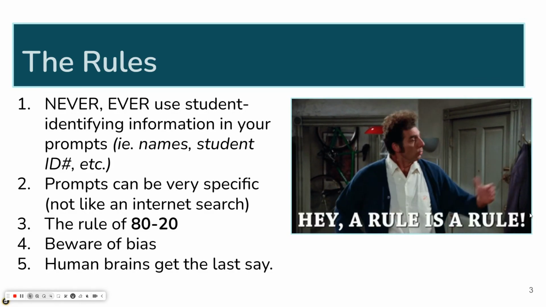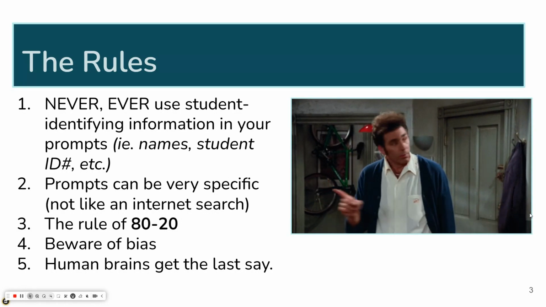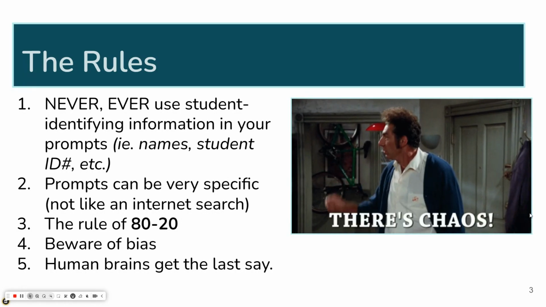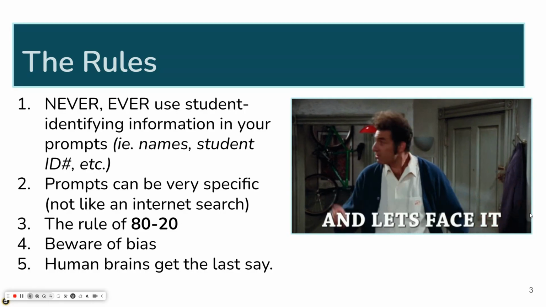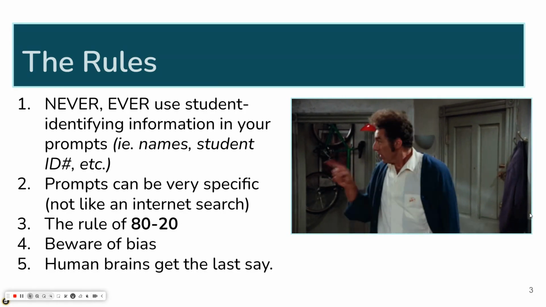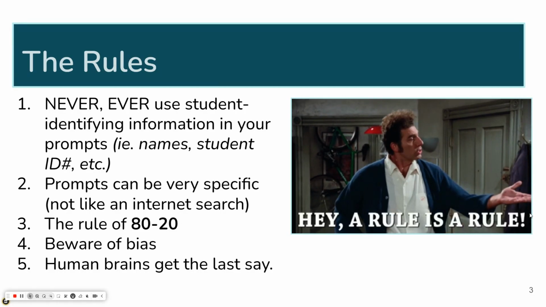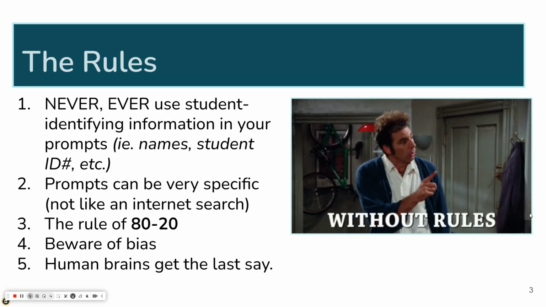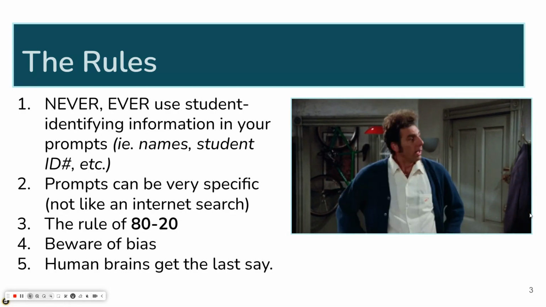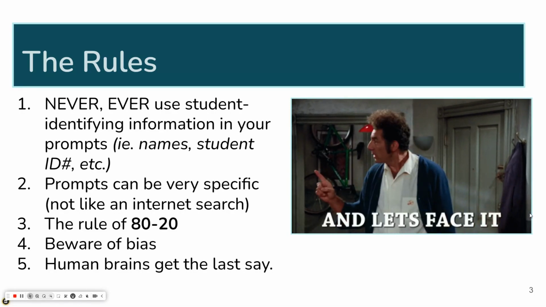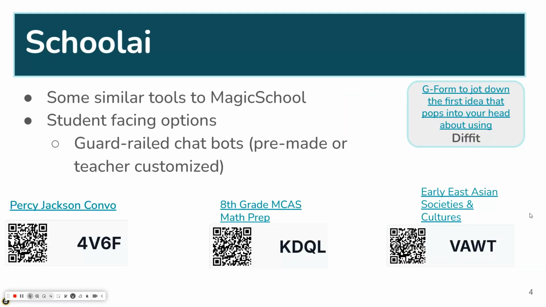The other thing you really need to keep in mind are these rules. Make sure when we're entering prompts into any AI tool that we never use student identifiable information, and make sure that we follow the rule of 80-20. SchoolAI will do 80% of the work for us, but we do need to spend some time making sure that what it has produced for us is exactly what we're looking for, because human brains always get the last say. So let's get into it.